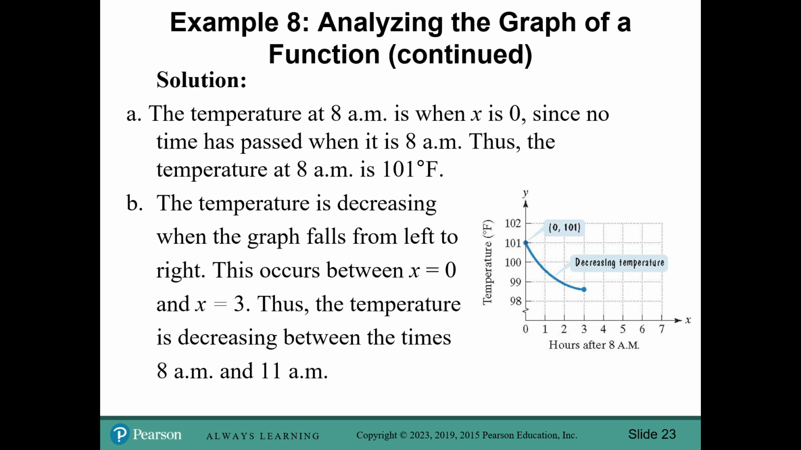The temperature, the solution for A, if you want to review it one more time typed up, some people have a hard time reading my handwriting. A says the temperature at 8 a.m. is when x equals 0, since no time has passed when it is 8 a.m. Thus, the temperature at 8 a.m. is 101 degrees Fahrenheit. The temperature is decreasing when the graph falls from left to right. This occurs between x equals 0 and x equals 3. Thus, the temperature is decreasing between the times of 8 a.m.